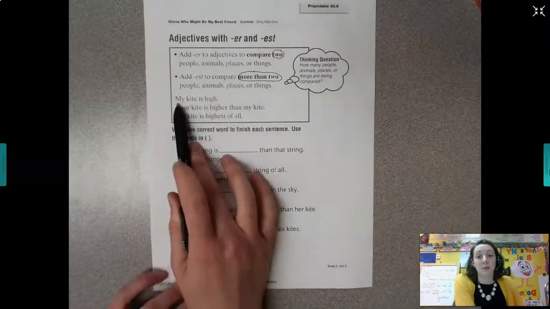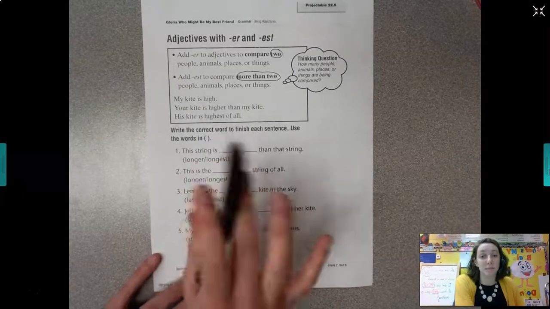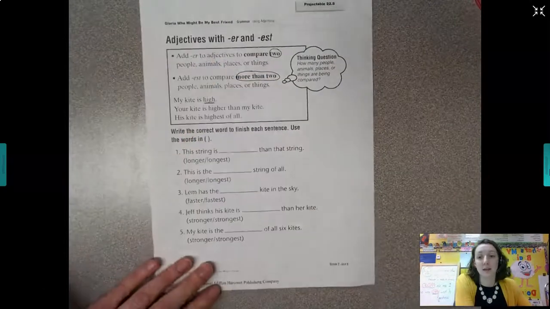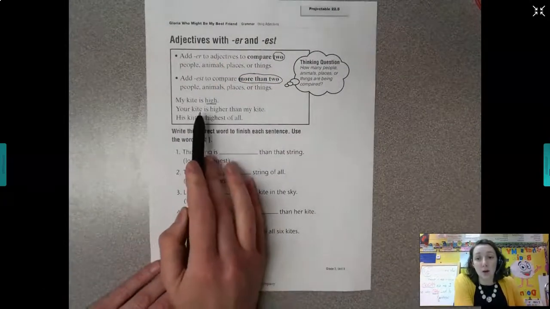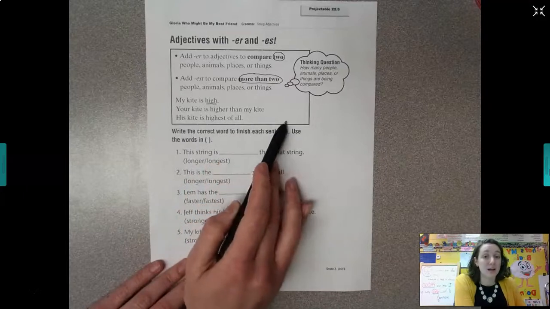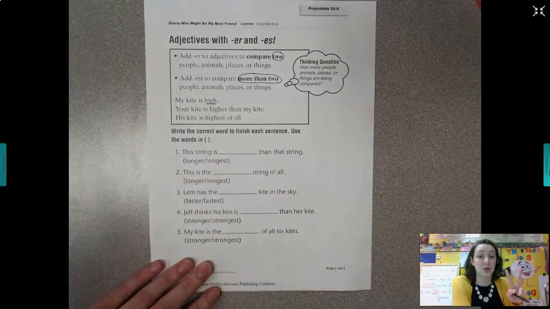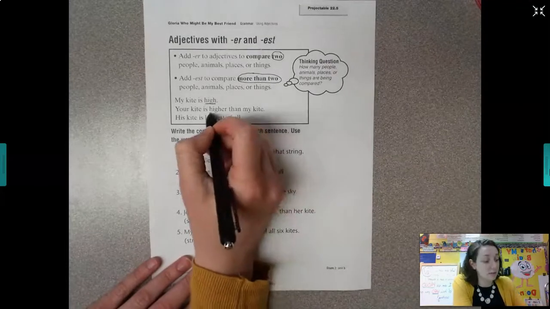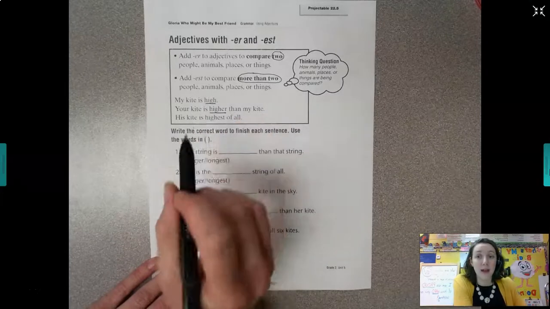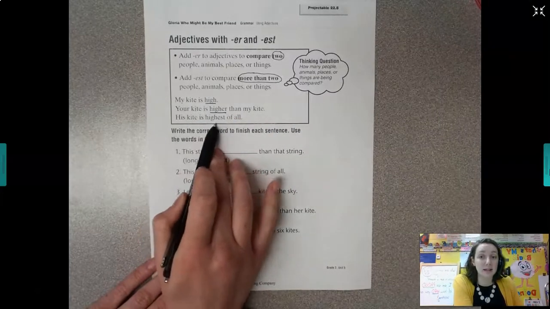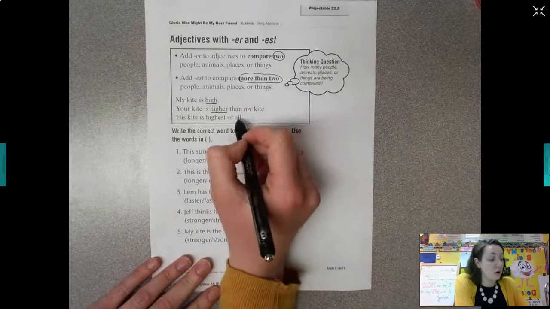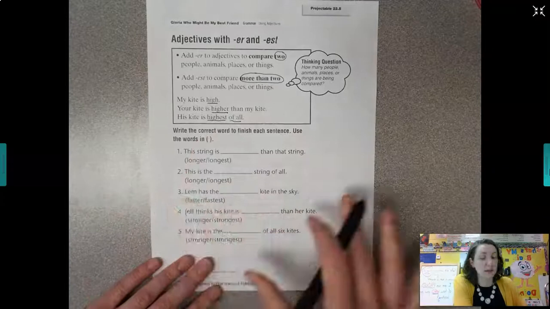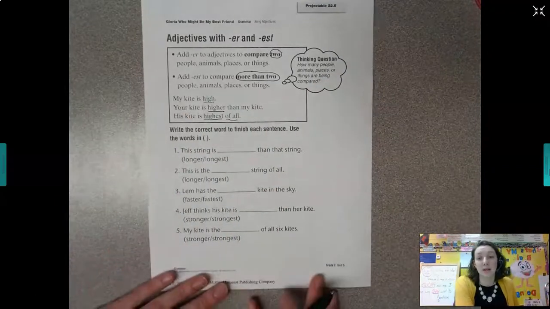So, for example, in this sentence, they gave us: my kite is high. There's just one, you're not comparing it with anything. So high is just the adjective there without any endings. Then it says: your kite is higher than my kite. They're comparing your kite and my kite. That's two things, so they've added that ER to make it higher. And then lastly, it says: his kite is highest of all. Now, of all implies more than two, so they've added that EST. We don't know how many are in that whole group, but of all the kites, his is the highest.